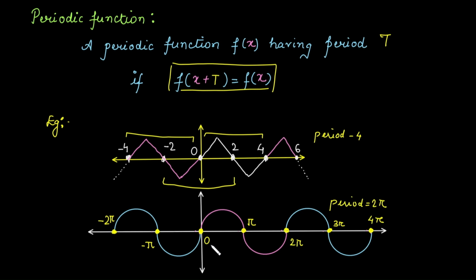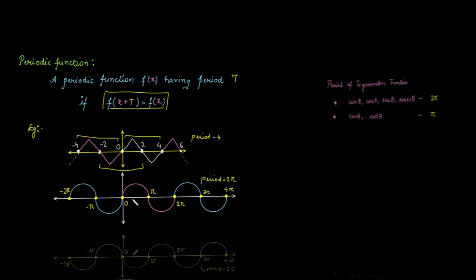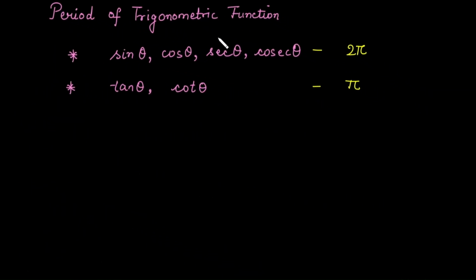Now, whenever we have a periodic function, it means we can write its Fourier series, that is, express it as a sum of sine and cosine. We need to learn the period of trigonometric functions. We are well aware that sine, cos, secant and cosecant repeat after an interval of 2 pi. Therefore, their period is 2 pi, whereas for tan and cot, the period is pi.